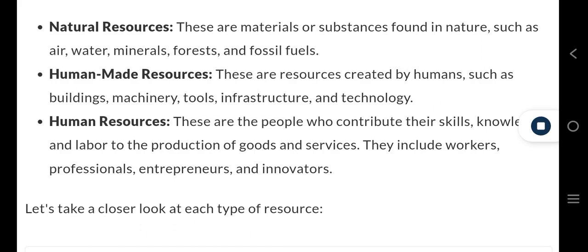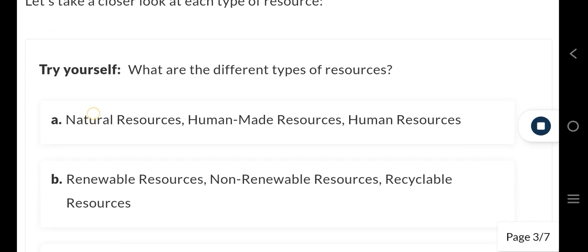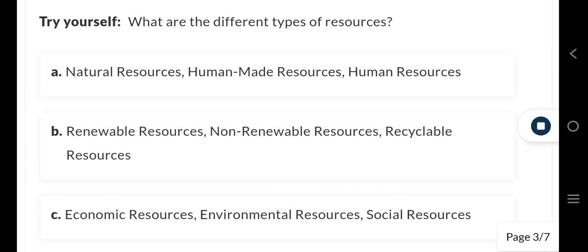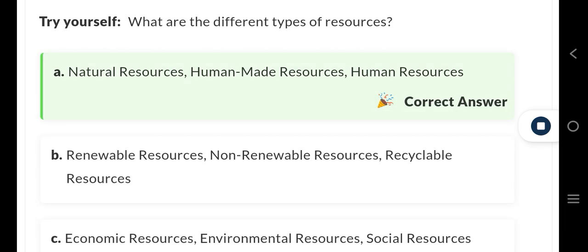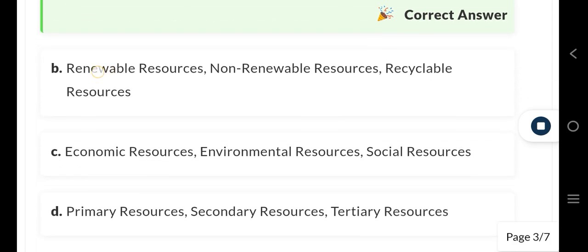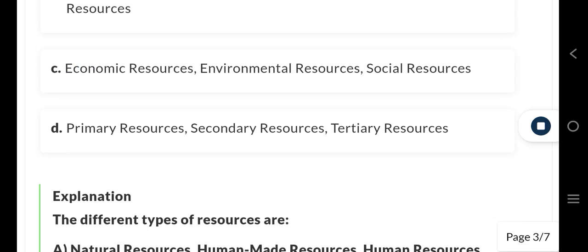Let's take a closer look at each type of resource. Try yourself. What are the different types of resources? A. Natural resources, human-made resources, human resources. B. Renewable resources, non-renewable resources, recyclable resources. C. Economic resources, environmental resources, social resources. D. Primary resources, secondary resources, tertiary resources.